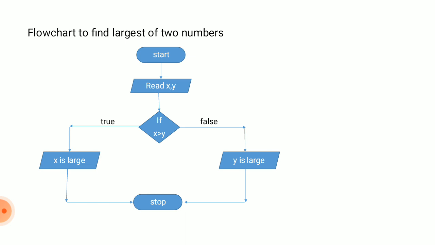X is large, y is large. After printing any one statement, it has to stop. So here you have to put the arrows very correctly. Start, read, condition, print the statement, either this or that, either true or false. After printing any one statement, stop. So immediately you have to stop. So this is the second example.